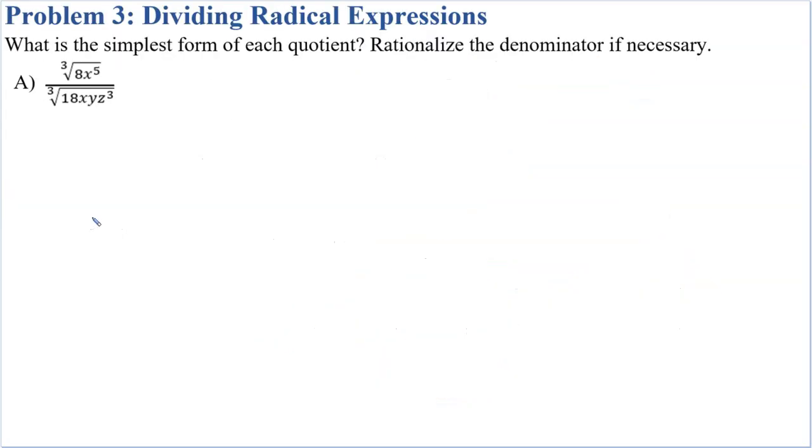Next, let's go ahead and take a look at a division problem. So what's the simplest form of the quotient? Rationalize the denominator. We'll talk about that when we get to it. So for this one, since I have a third root divided by a third root, I go ahead and just divide the two of these. I can write it as a third root of just these fractions divided.